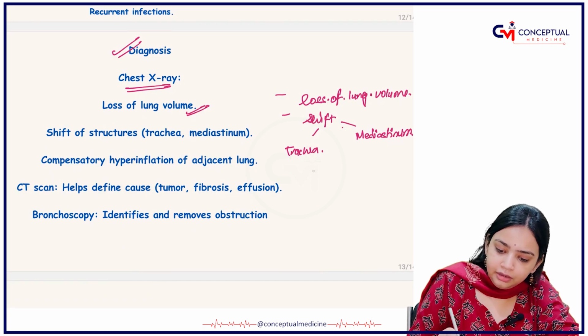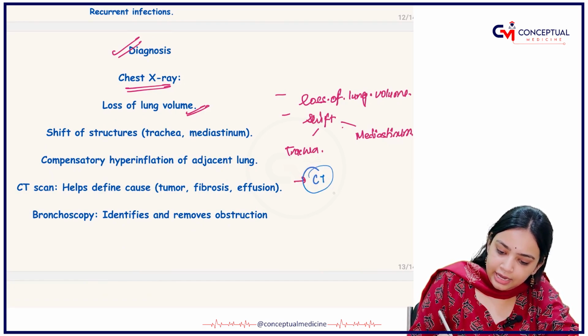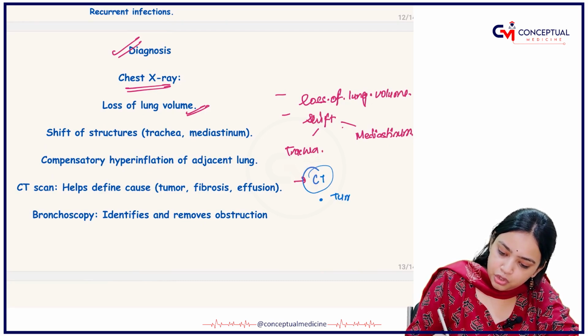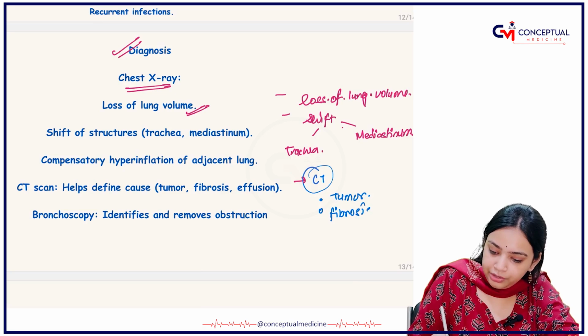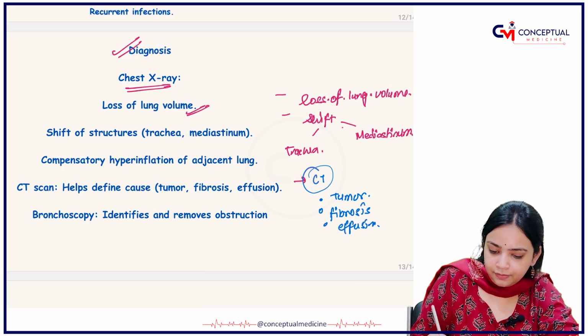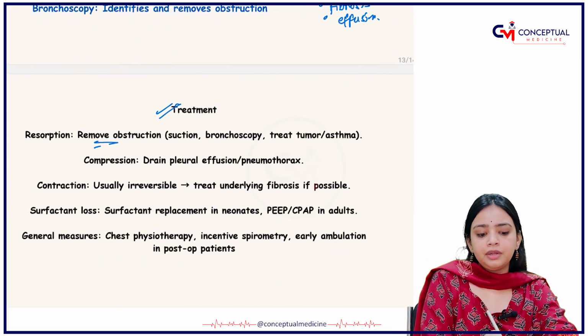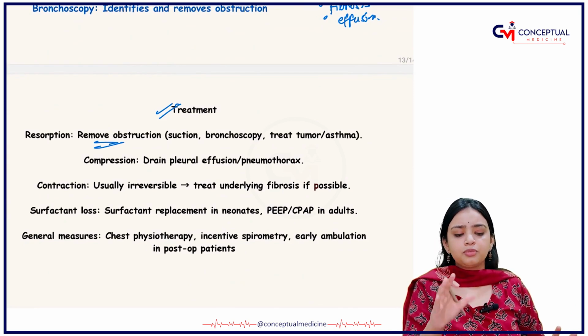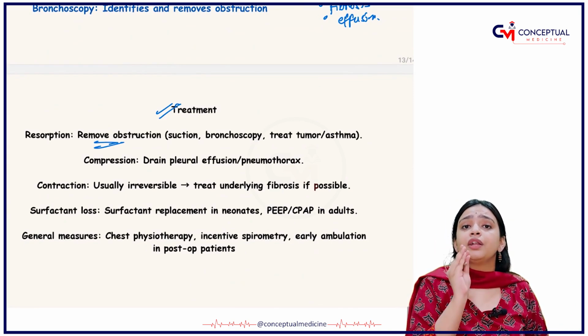Okay. Then what is the investigation you will do? You will do a CT scan that will tell you if there is any tumor, or if there is any fibrosis or effusion. These are the investigations. What is the treatment? Treatment is obviously, if there is any obstruction, what will be the first thing you do? You have to remove that obstruction.